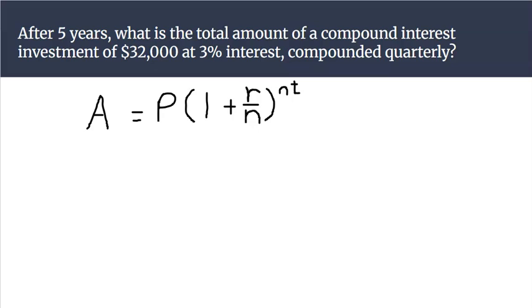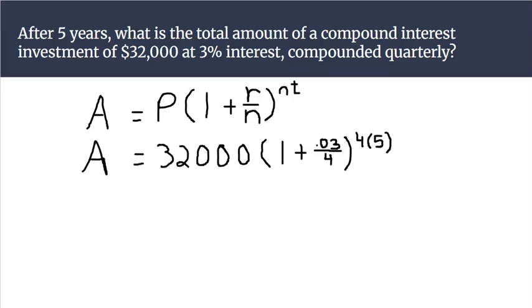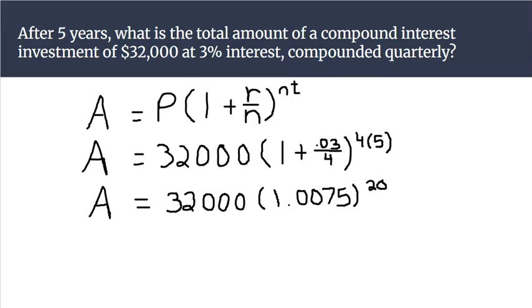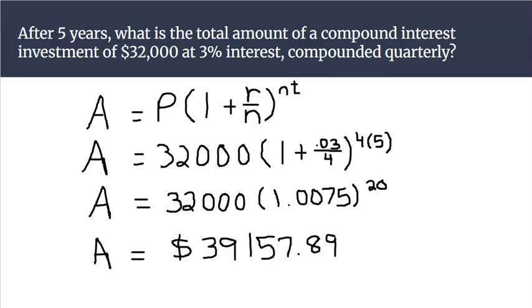All right, so we'll put in our values: 1,000, and the rate is 0.03. We're compounding it quarterly, that's 4 times in a given year. And then 4 times the number of years, so the exponent is 4 times 5. We can simplify this a bit. 3 divided by 4 is 0.0075, and we're adding it to the 1, and 4 times 5 gives us 20. 32,000 times 1.0075 raised to the power of 20 comes out to $39,157.89.